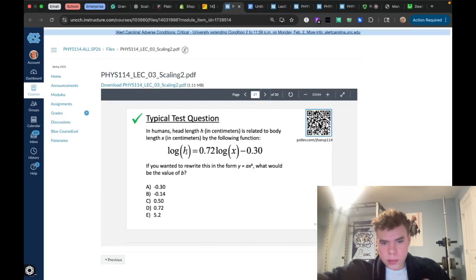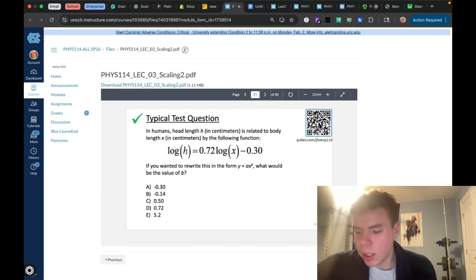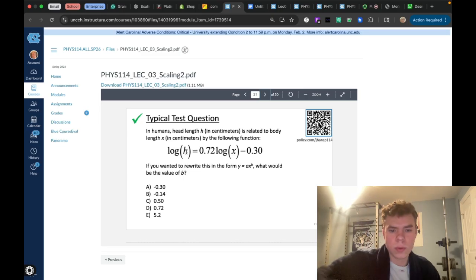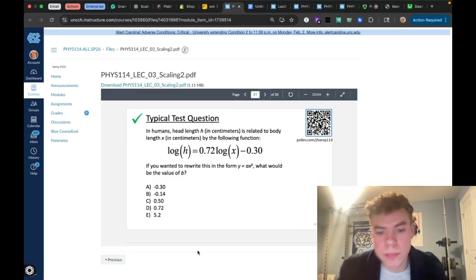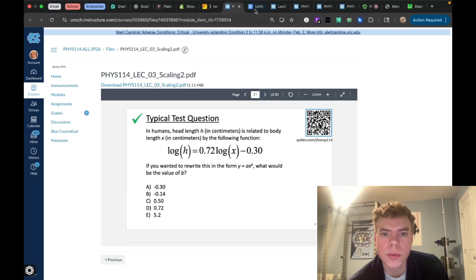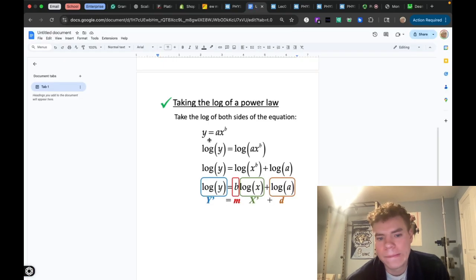So if we already have log of, say, h is equal to 0.72 log of x minus 0.30. And it's asking us to rewrite this into the power law. What would be the value of b? Okay, cool. So this is what we have.